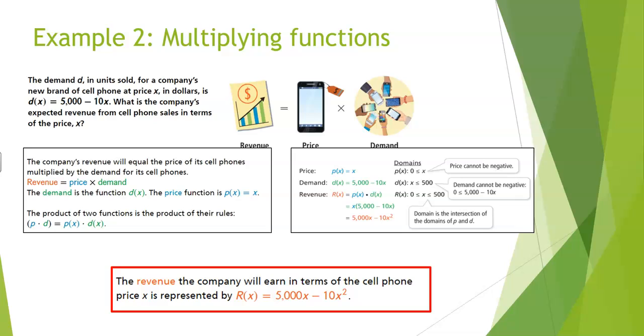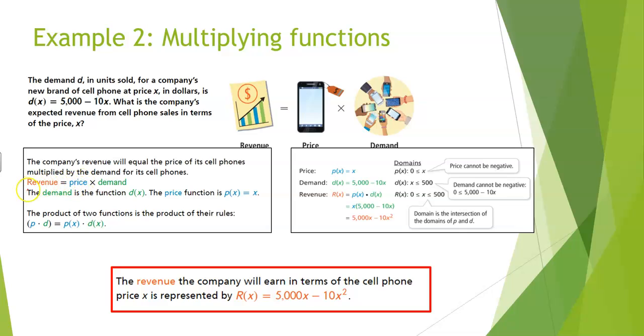Now we're going to think about multiplying functions. If you think about having a business of some sort, and maybe you're selling cell phones here. So the demand in units sold for a company's new brand of cell phones at price X dollars is like this: the demand is 5,000 minus 10 times X, where X is the price of the actual phone. What's the company's expected revenue from the sale of the cell phones in terms of the price X?